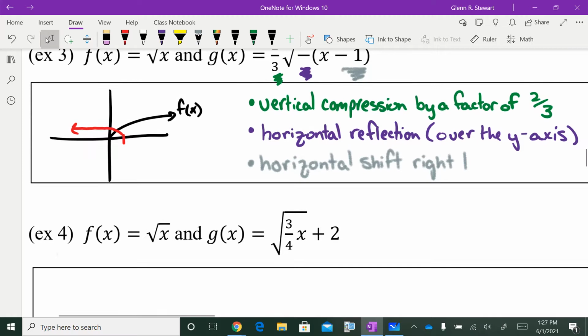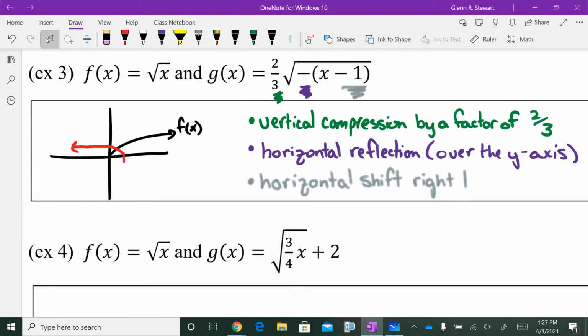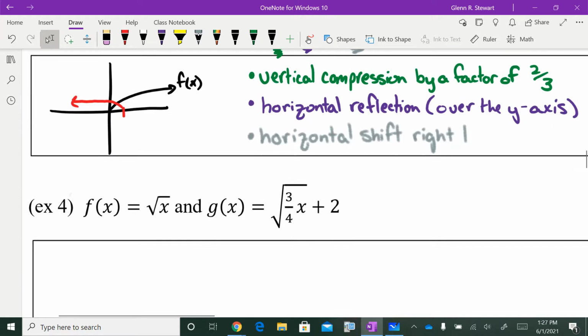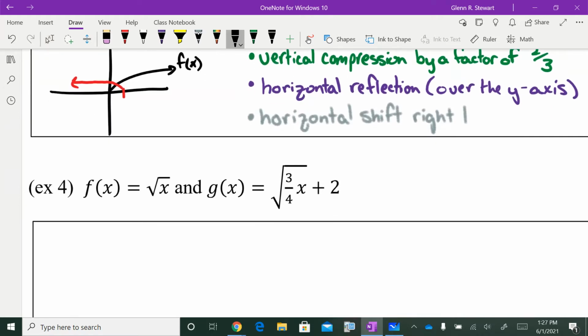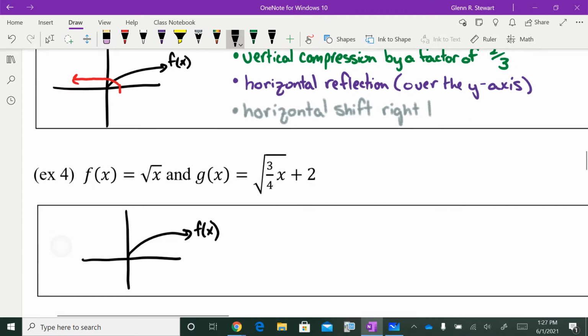Example number 4, f of x. Again, another radical. This time we have 3/4 inside and then a +2 on the outside. So let's dive into what that looks like. Again, we're talking about radicals, so I'm just going to draw my f of x graph here, just a rough sketch to see what we're talking about.